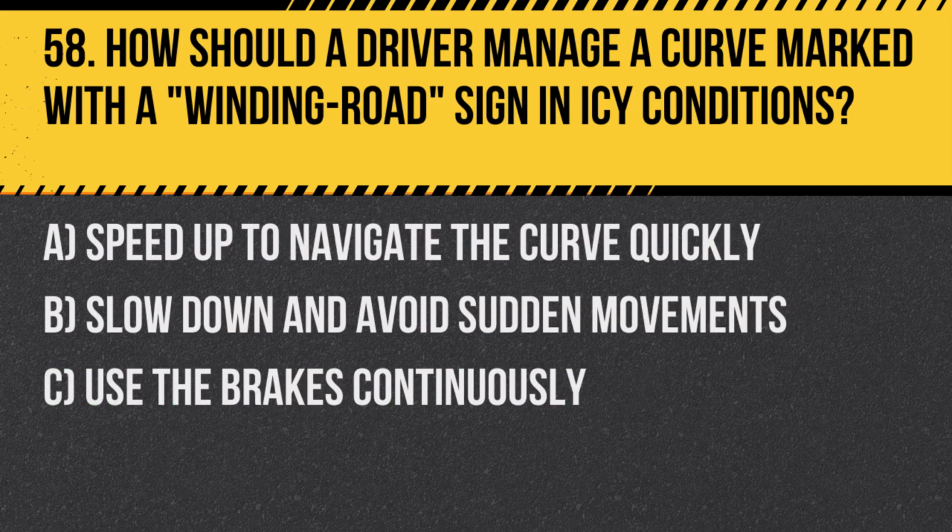Question 58. How should a driver manage a curve marked with a winding road sign in icy conditions? A. Speed up to navigate the curve quickly. B. Slow down and avoid sudden movements. C. Use the brakes continuously.